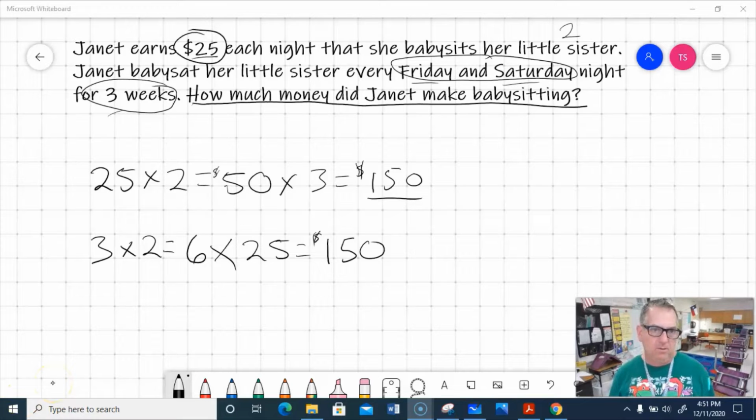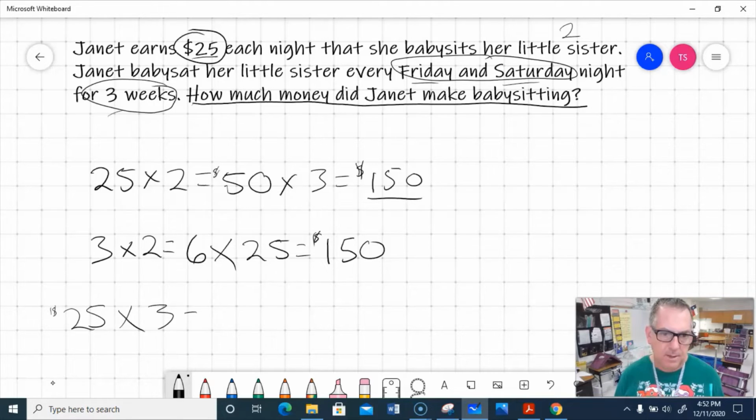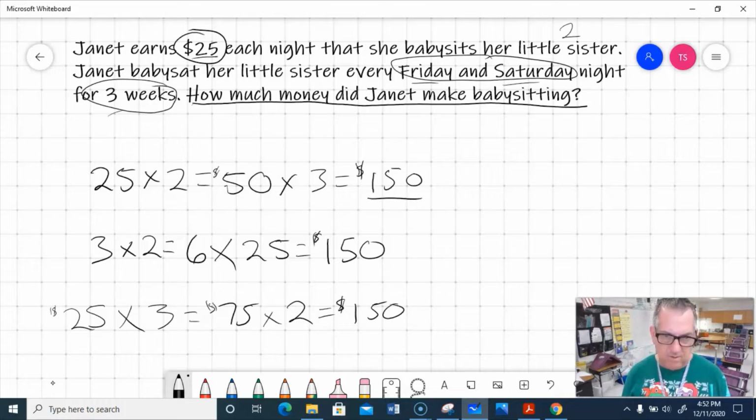Or we could take the $25 that she earns every night babysitting her sister, and she's going to be babysitting for 3 weeks, so we could do 25 times 3. If she babysat 1 night a week for 3 weeks, that would be $75. But she actually babysits twice a week, so all I have to do is 75 times 2, or double 75, which is 150. And that's all the different ways we could solve that problem.